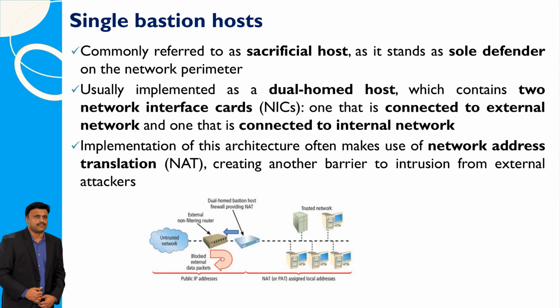A single bastion host, often known as a sacrificial host, serves as the sole defender at the network perimeter. Typically configured as a dual-homed host with two network interface cards, one linked to the external network and the other to the internal network, this architecture frequently employs network address translation to further fortify against external intrusion attempts.